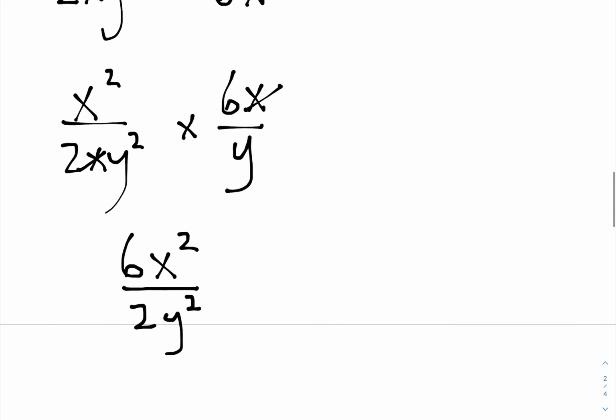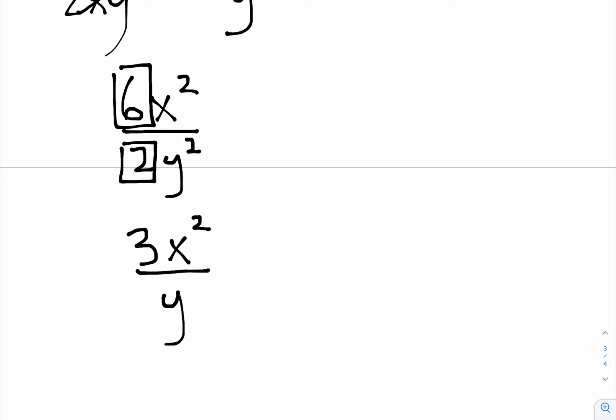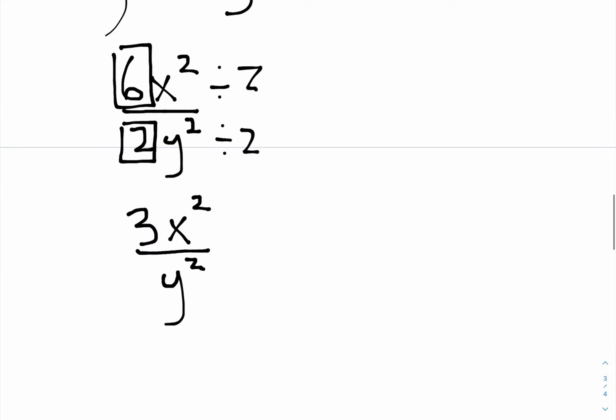Okay, and we're not quite done yet because the 6 and the 2 have a common factor of 2. So if we can simplify and divide the top and bottom by 2, we're going to be left with 6 over 2, which is 3x squared, divided by 2 over 2, which is 1, so that 2 goes away, times 1 squared. So all I did was I just divided, I'll write it on the right side here. I just divided the top and the bottom by 2 to simplify. Okay, so we get 3x squared over y squared.